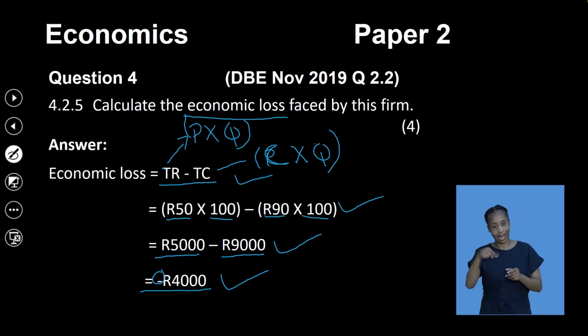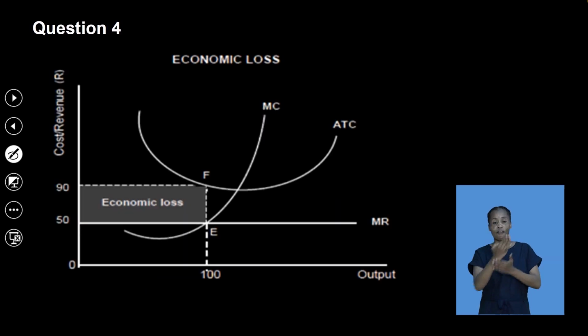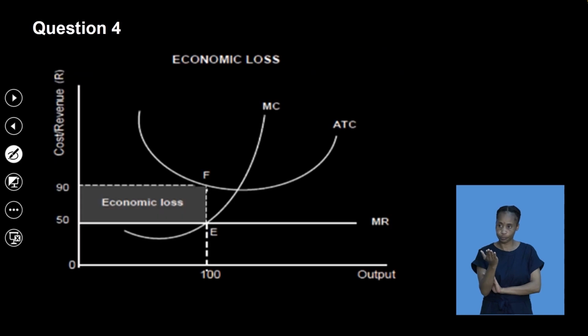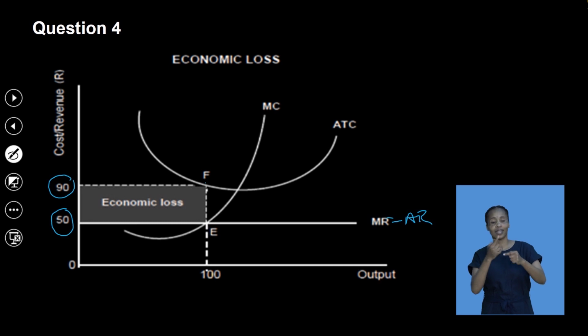There are 2 ways you can approach this. There's another method of calculating. Let's look at the other method there. There is the graph still. The other method, or the alternative answer, says, right? Economic loss equals AR minus AC times quantity. Let's go back and identify, right? This is our AR, where our MR is equal to AR, remember. Our AR is 50, our AC is 90. Can you see? Our profit maximization line where it touches AC, that is our AC. And then our quantity is 100 there, it's given. So you simply say AR less AC multiplied by quantity.